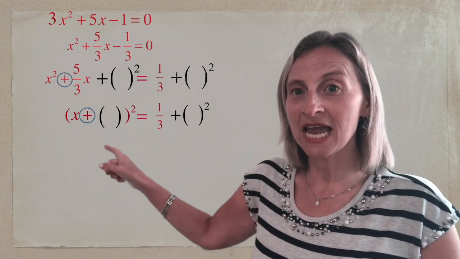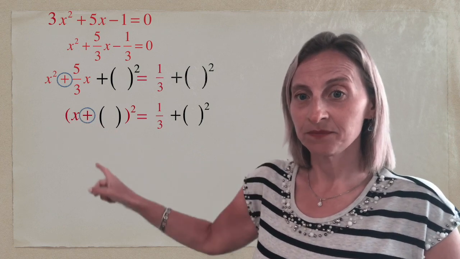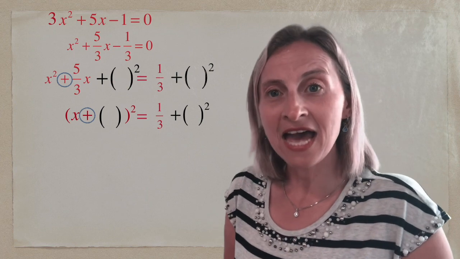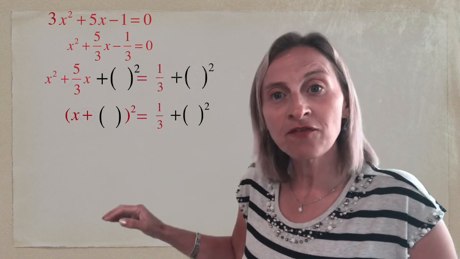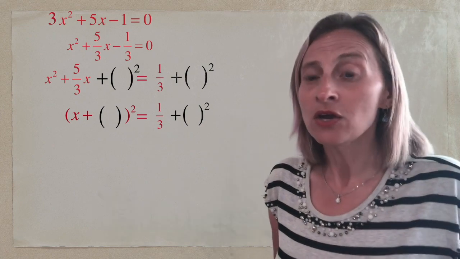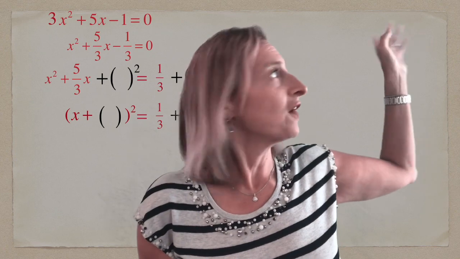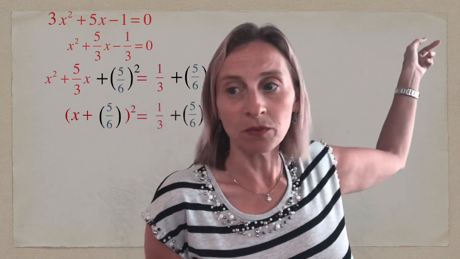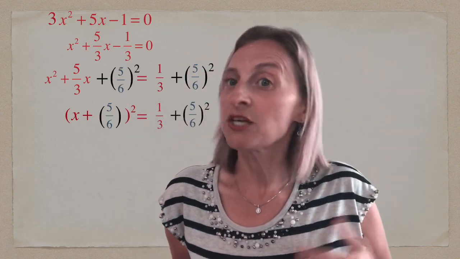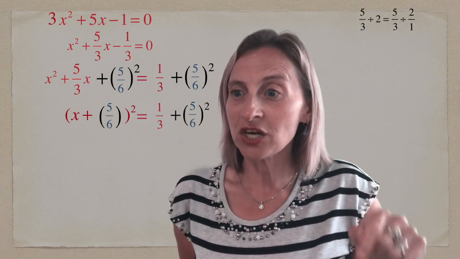The pluses have to be the same as what's in front of the coefficient of x. And then we need to add in all my brackets half of the number in front of the x. So we need to do half of 5 on 3. You could do it on your calculator. The way we work it out is by doing 5 over 3 divided by 2, which is 5 over 3 divided by 2 over 1. And then we change it to a times and flip the fraction upside down.